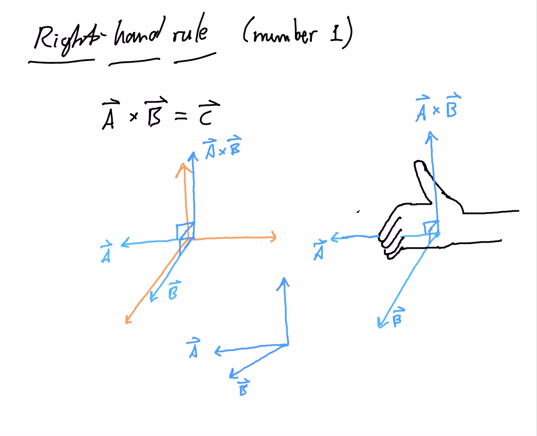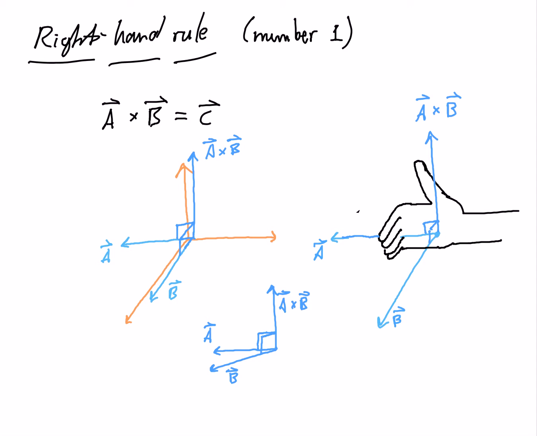A and B need not be perpendicular to each other. So here I'm trying to draw B, instead of at a right angle to A, pretty close to A. So the angle between them is relatively small. You can still sweep your fingers from A to B, and as you do that, your thumb will have to be pointing up, and that's the direction of the cross product. And the cross product is still perpendicular to A and perpendicular to B. So that covers the direction of C.